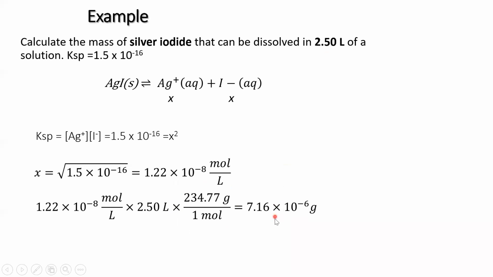Look at how small that is. 7.16 times 10 to the -6 grams. Because silver iodide is only very marginally soluble, it has a very small KSP value.